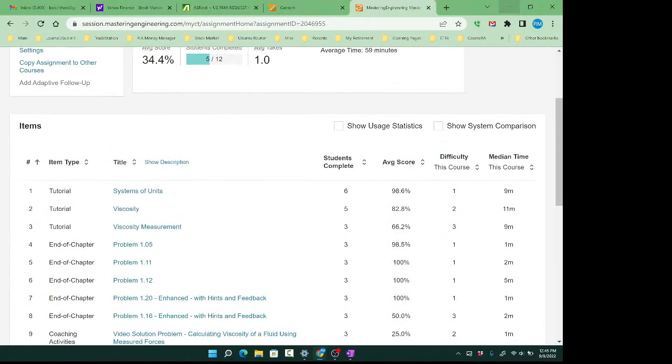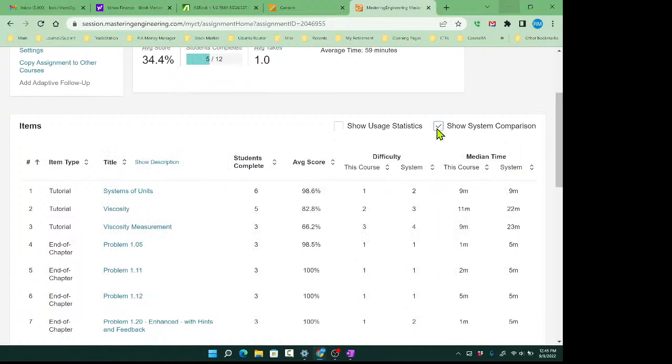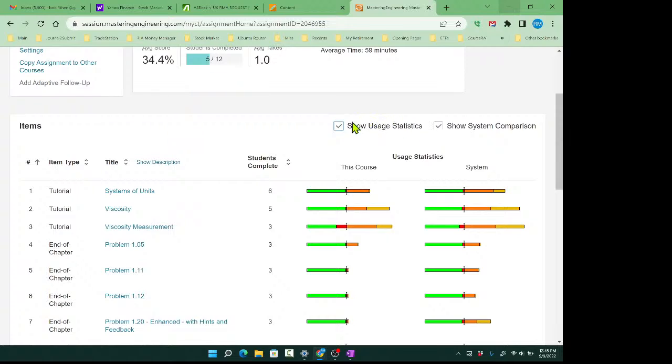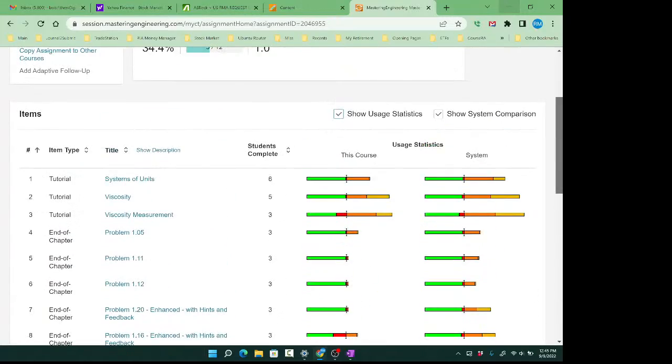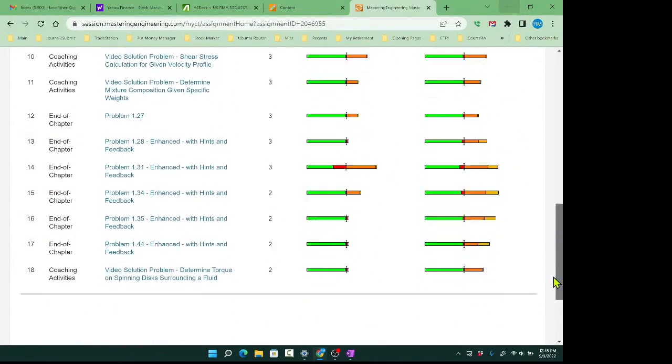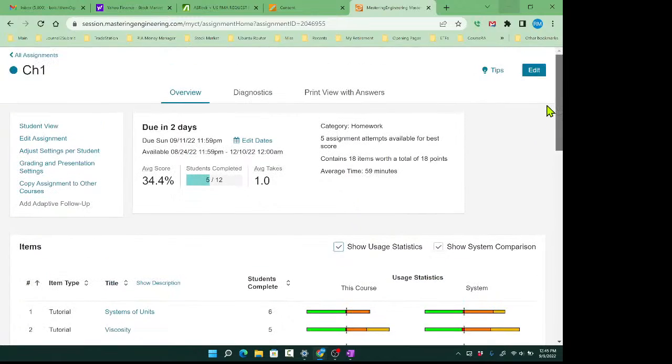I don't know what this button does. It shows system comparisons. Okay. Oh, show usage statistics. Okay, so it gives me an idea.